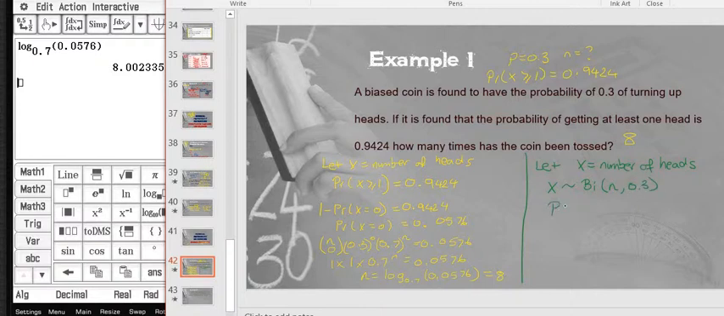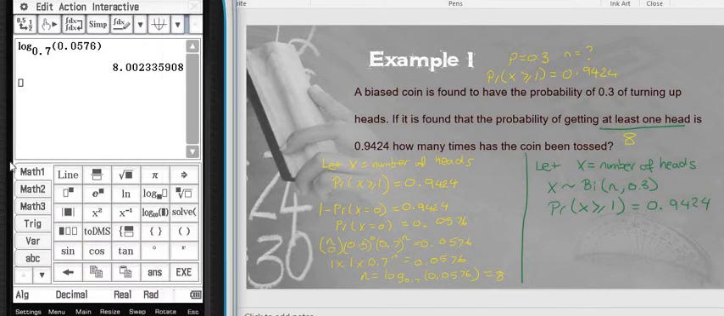We then set up the equation we want to solve. It is found the probability of getting at least one head, so that x is greater than or equal to 1, is equal to 0.9424. And now, this is where we do it in our calculator instead of this method here. Because we're looking at a range of values here, not just one value, it's going to be cumulative, we're going to need to use binomial CDF.